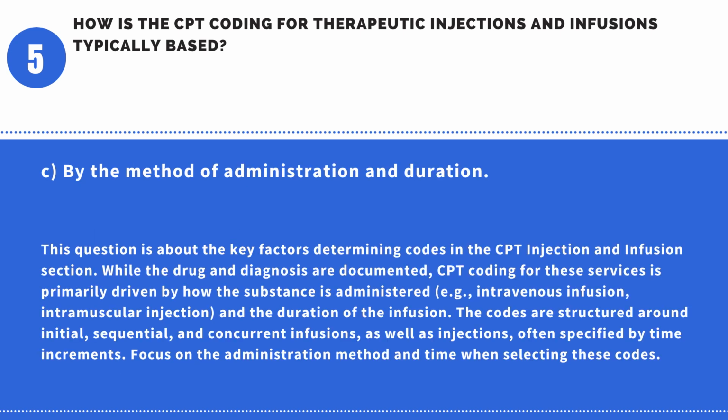Answer: C. By the method of administration and duration. This question is about the key factors determining codes in the CPT injection and infusion section. While the drug and diagnosis are documented, CPT coding for these services is primarily driven by how the substance is administered, e.g., intravenous infusion, intramuscular injection, and the duration of the infusion. The codes are structured around initial, sequential, and concurrent infusions, as well as injections, often specified by time increments. Focus on the administration method and time when selecting these codes.